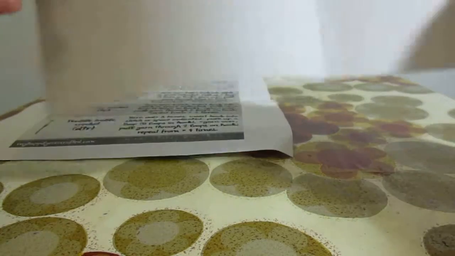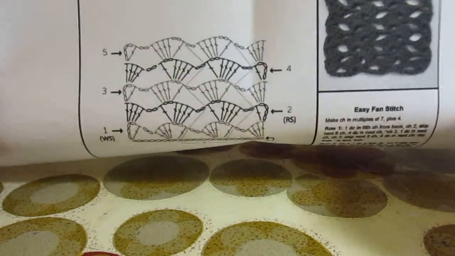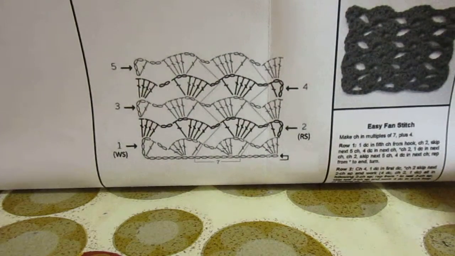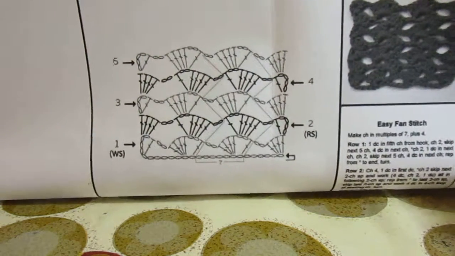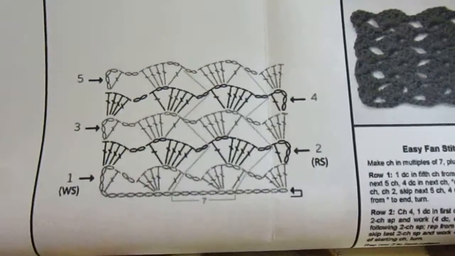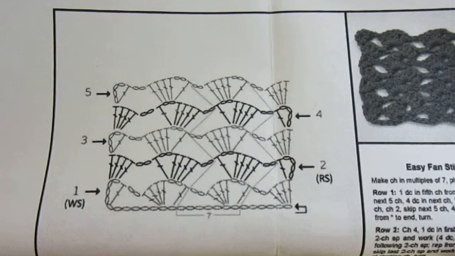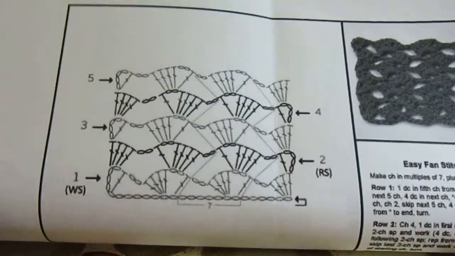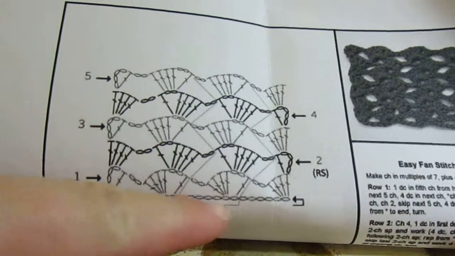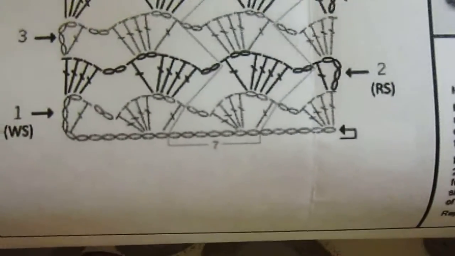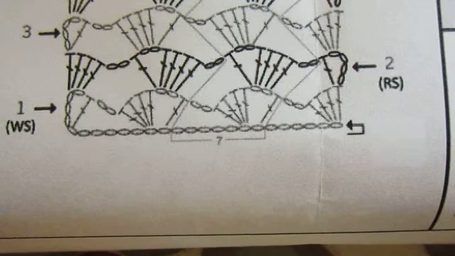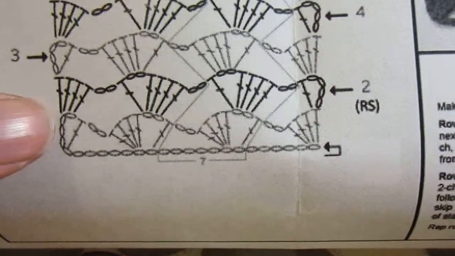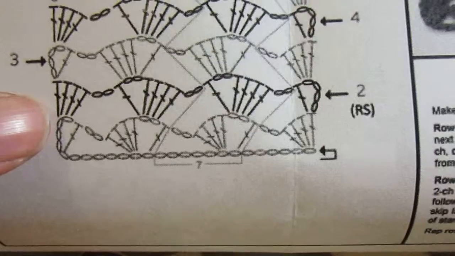This is how a crochet chart will look. Don't know if you can see very well. At the bottom there's a little 7, saying that you need to chain in a multiple of 7 plus 4 chain, which will be the turning chain here, 1, 2, 3, 4. So the little 7 is saying that you need to chain a multiple of 7 stitches, and then plus 4, which is the turning chain at the side here.